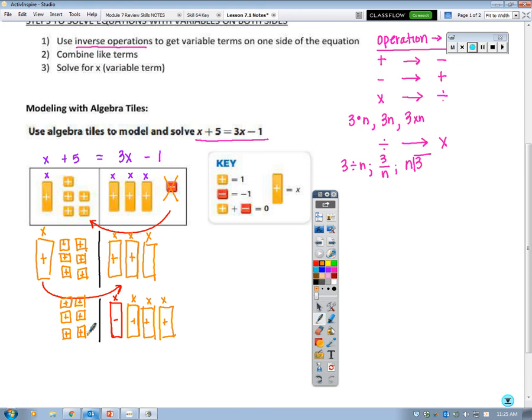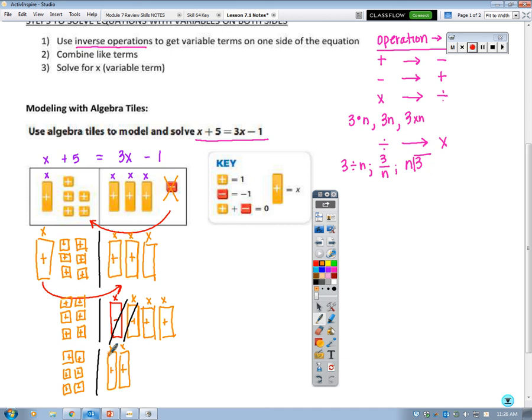Okay, so when I've got a negative and a positive, these two are going to cancel each other out. So now I'm left with just 2 positives. So my solution here, I'm almost there, is that I have 6 1s and 2 x's. And I want to determine how many 1s each x gets.